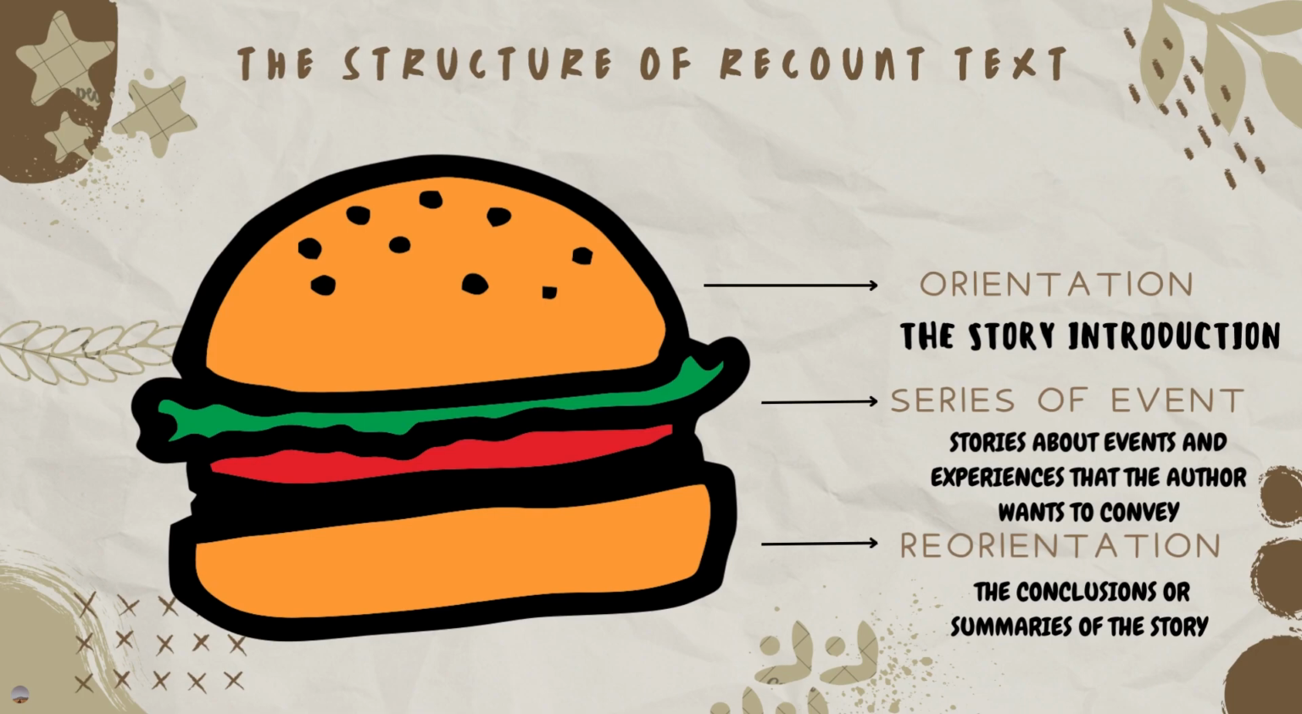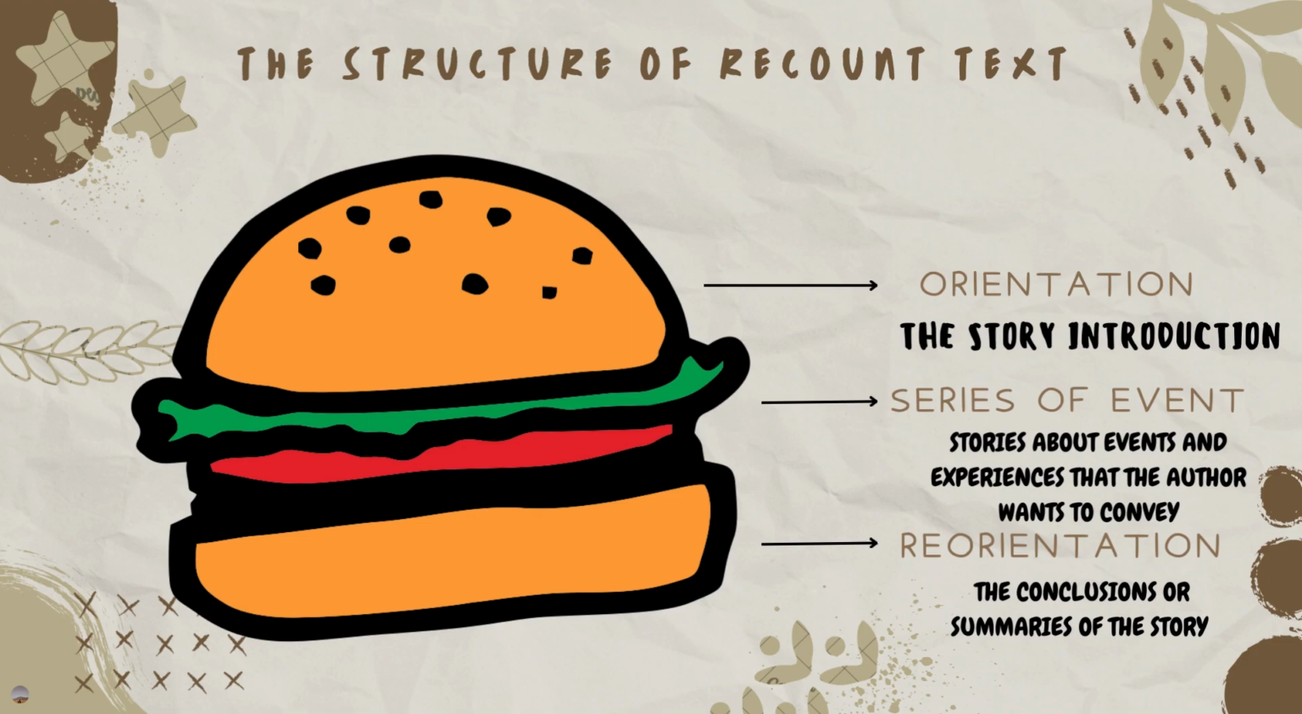Okay, guys, now let's study the generic structure of recount text. Here, you can see the burger. It includes the bread, meat, and also vegetables. The first structure is orientation. You can imagine that the top bread is the orientation. In the orientation, you can also put the information about the character, location, time of occurrence, and etc.